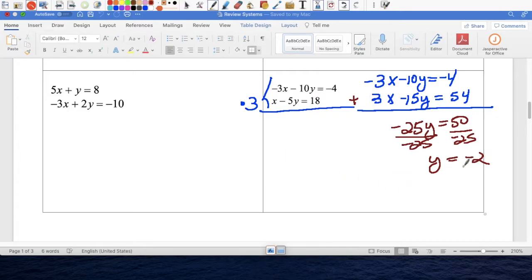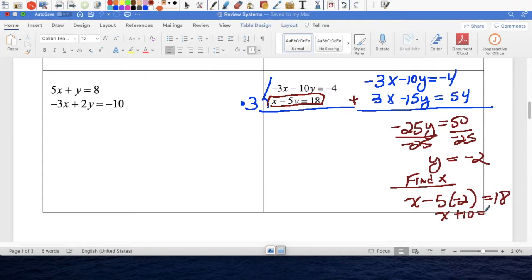I know I have y, I have to find x, so let's go find x. Pick an equation. Let's replace that negative 2. So let's take this one right here. So x minus 5 times negative 2 equals 18. x plus 10 equals 18, minus 10 on both sides, and x equals 8. So the point of intersection is (8, negative 2).